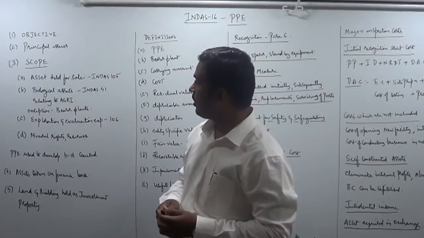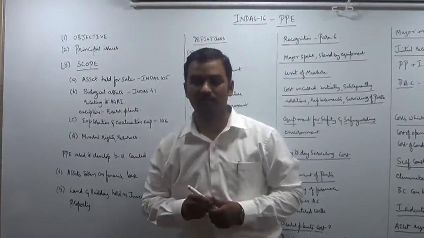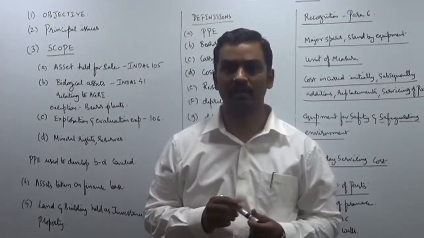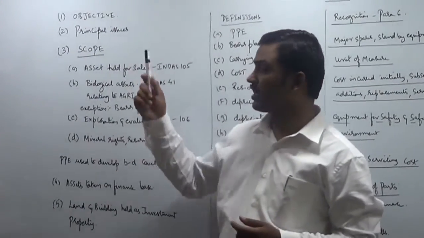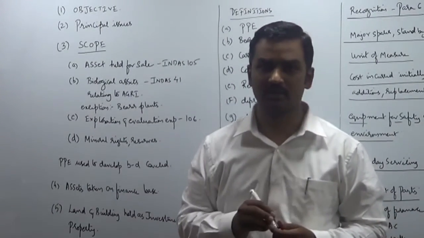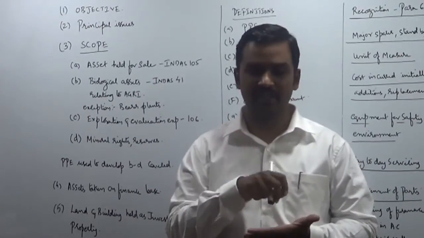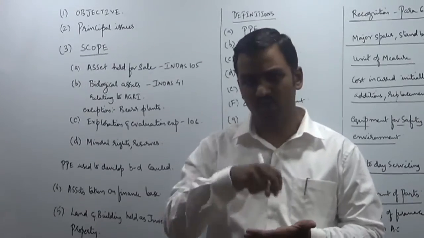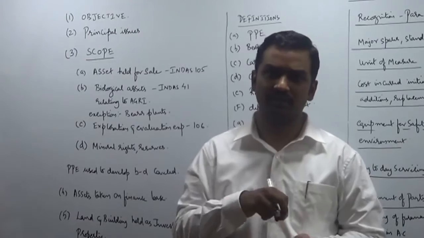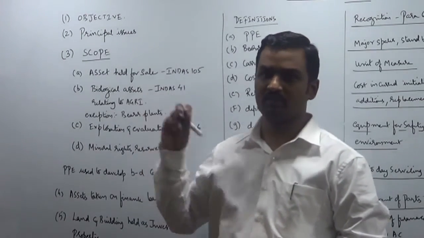The first thing we are going to discuss is the objective of the standard. What is the objective of this standard, Ind AS 16 Property, Plant and Equipment? The objective of the standard is to prescribe accounting treatment for property, plant and equipment. So when we purchase property, plant and equipment, how to initially recognize it in our books of account and how to account for it is the objective of the standard. So to prescribe accounting treatment for PPE is the objective.